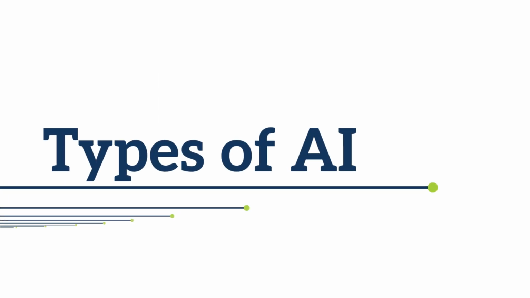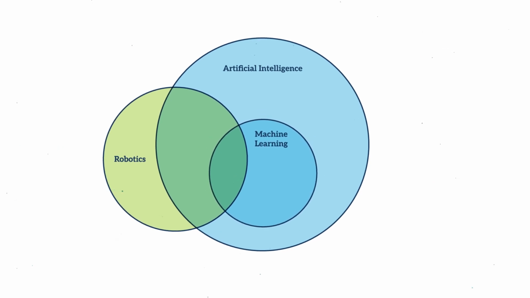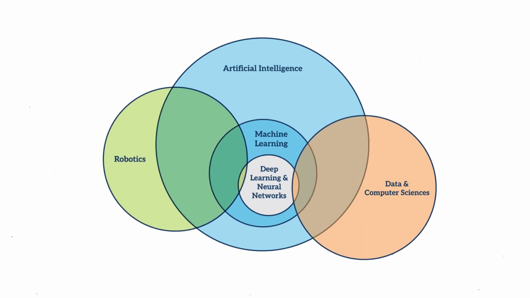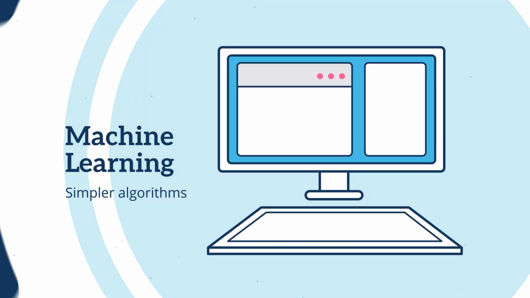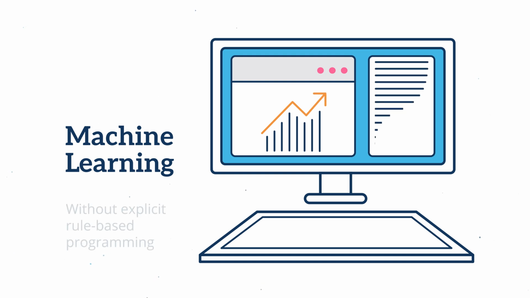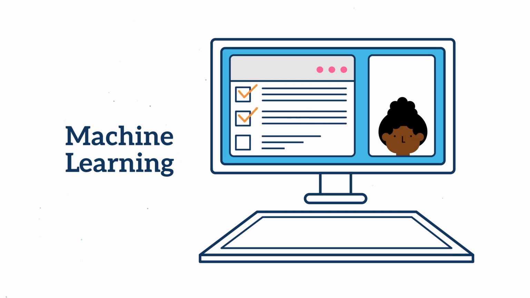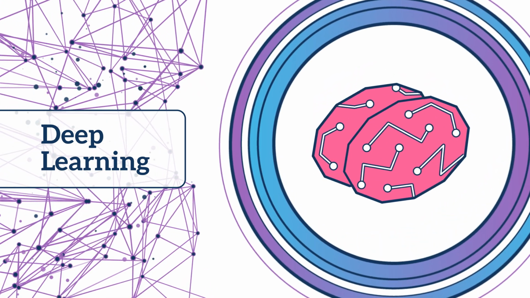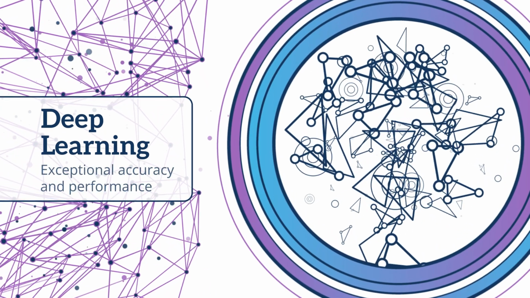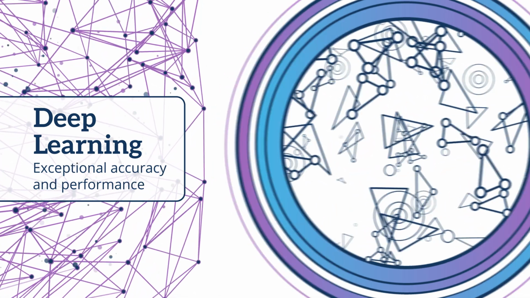Types of AI. There are various types of AI, including machine learning models and the more advanced subset known as deep learning models. Machine learning involves simpler algorithms that enable computers to learn and predict from data without explicit rule-based programming. For example, categorizing a patient's diagnosis based on symptoms and test results. Deep learning, inspired by the human brain structure, utilizes multi-layered neural networks. This can give the model exceptional accuracy and performance in complex tasks previously considered impossible.